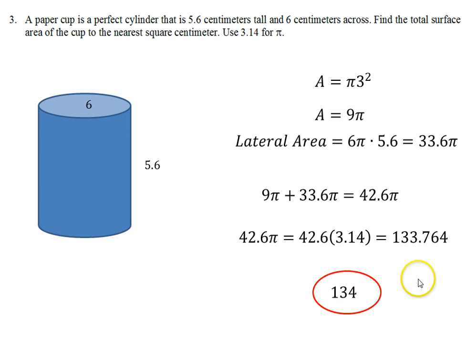Okay, so we're back here. So 133.764. This is from us doing 42.6 times 3.14. 133.764 is what we get, but they want us to round it to the nearest square centimeter. The nearest square centimeter would be 134. And now we are done.